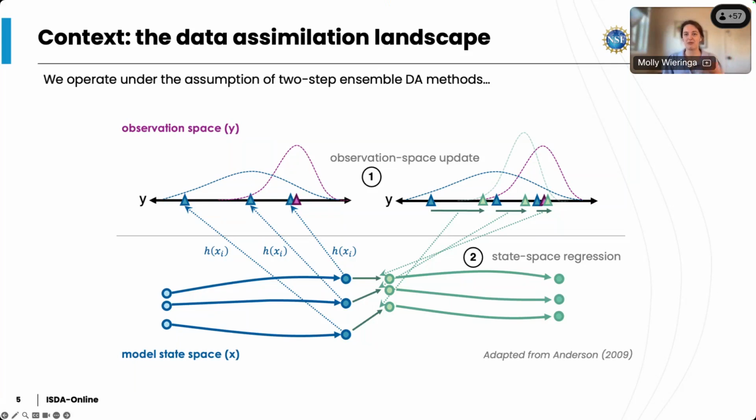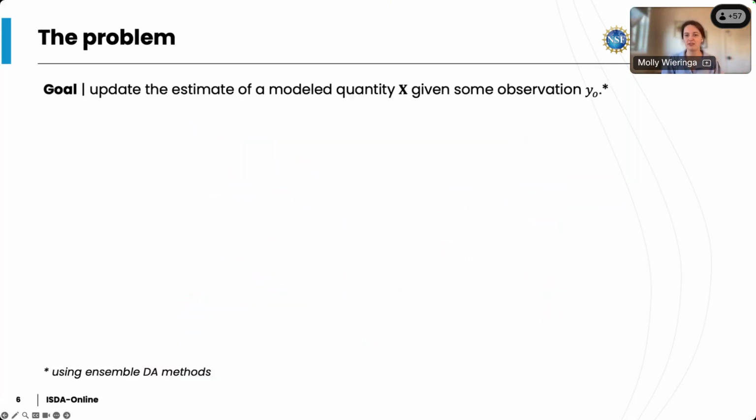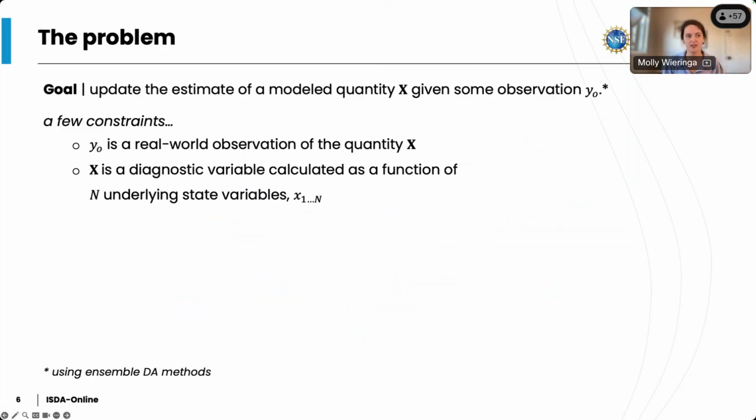As to the problem that we're interested in, our motivation is basically to update the estimate of a model quantity X given some observation Y naught. The basic constraints on this problem are that Y naught is a real world observation of the quantity X, and X is a diagnostic variable that is calculated as some function of underlying state variables. So far, there's nothing that's particularly unique about this set of constraints when it comes to a DA problem.